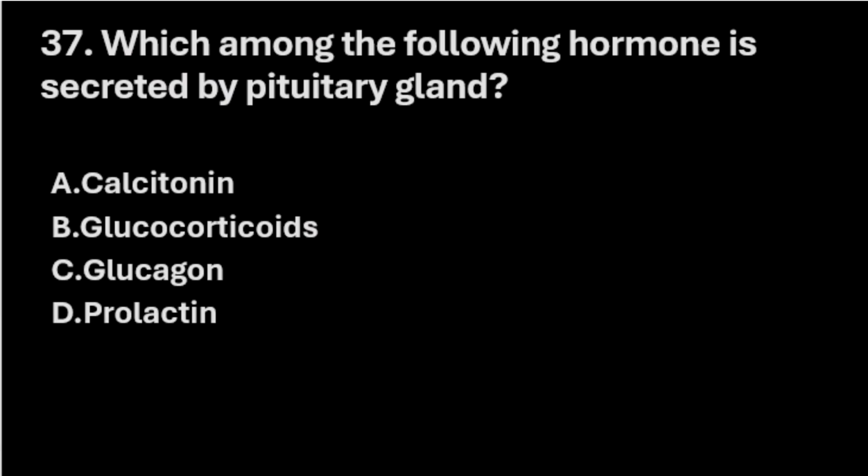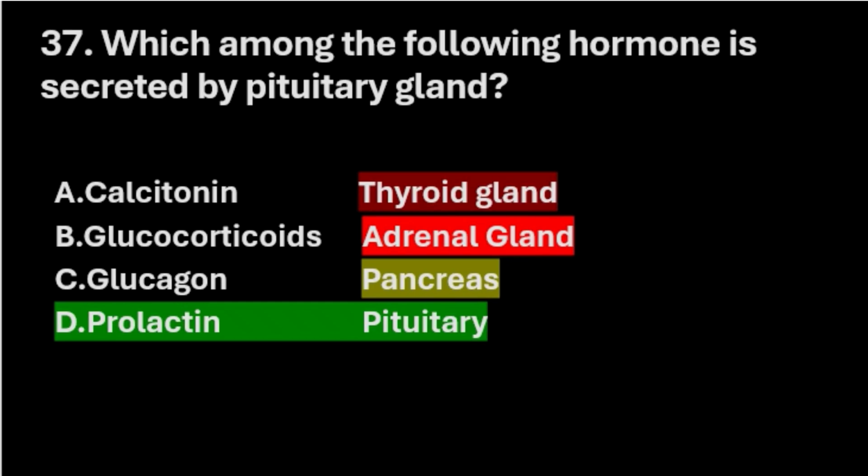Next question. Which among the following hormones is secreted by the pituitary gland? Option A, calcitonin, option B, glucocorticoids, option C, glucagon, and option D, prolactin. The right answer is option D, prolactin. Let us see the hormones and the corresponding glands. Calcitonin is produced by the thyroid gland. Glucocorticoids are by the adrenal gland. Glucagon and insulin are produced by the pancreas, and prolactin is by the pituitary gland. So here the right answer is option D, prolactin.